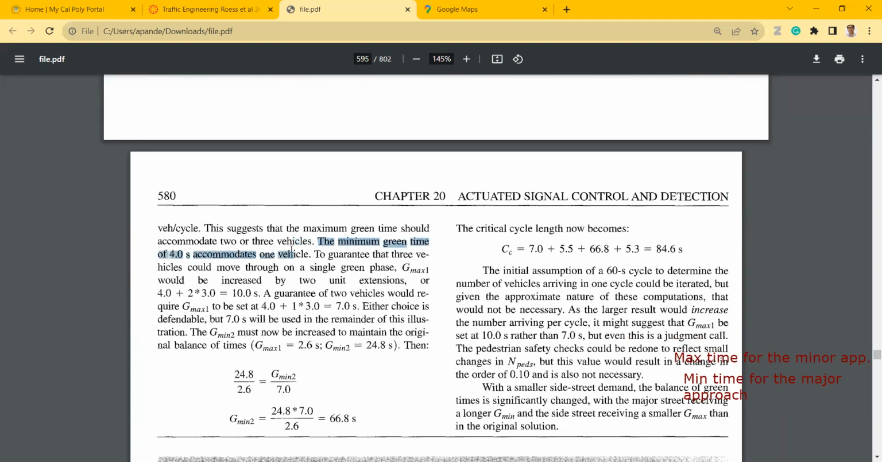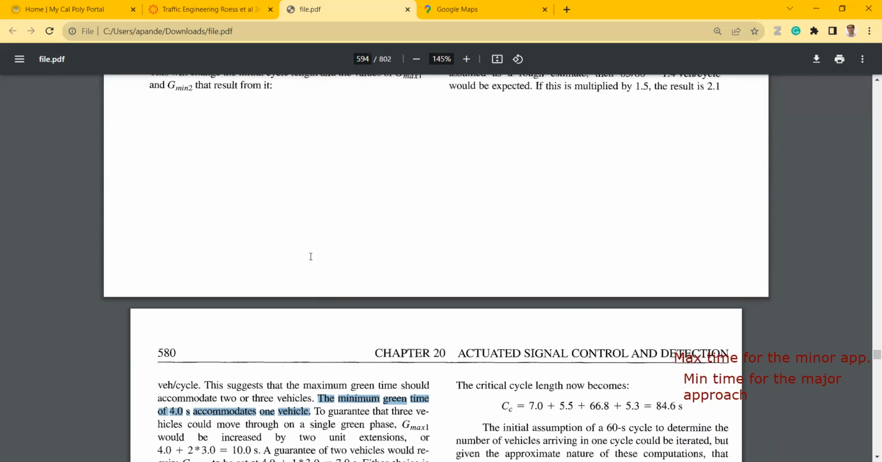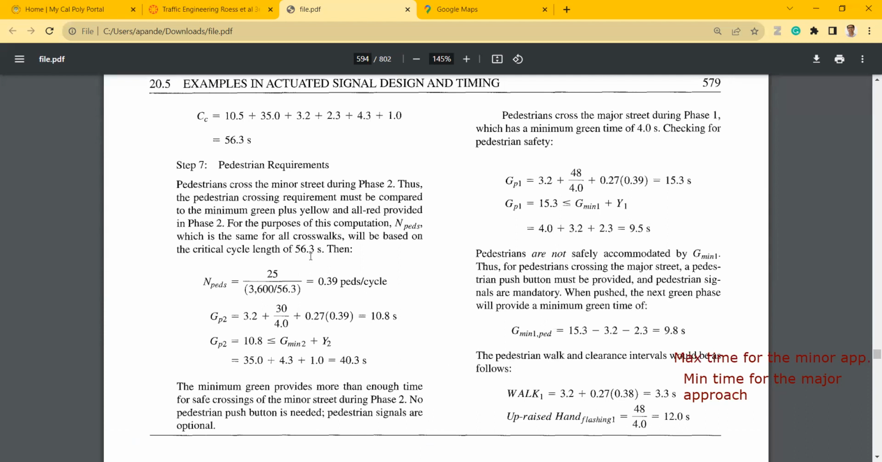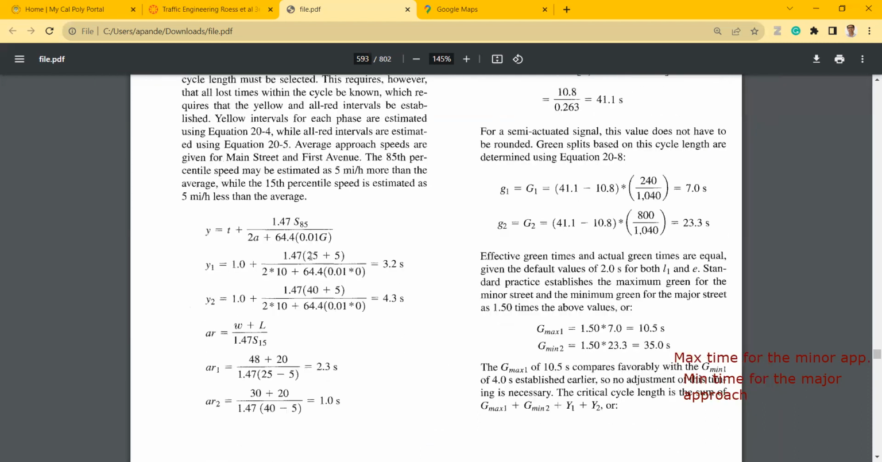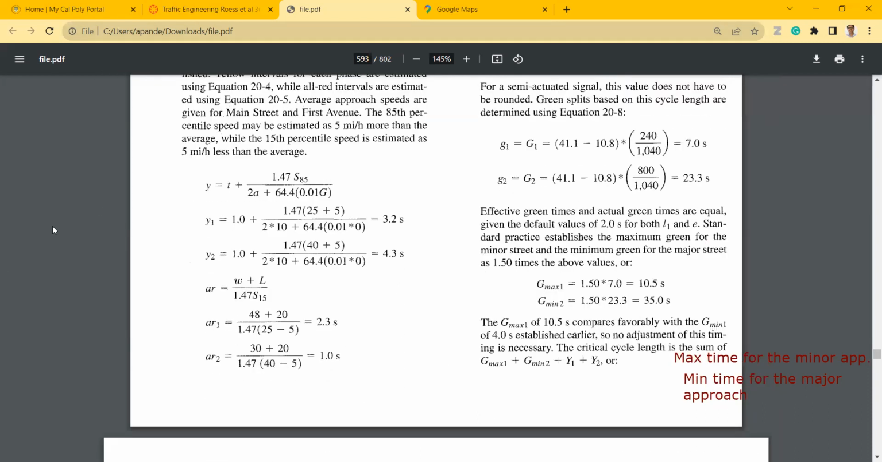So minimum green time accommodates one vehicle. So maybe you say, okay, I'm going to at least accommodate 2 extensions, so you come up with a 10 seconds of green time window. So that's one thing to remember, is that sometimes this could happen and you have to make sure that you track it. In the first example, that did not happen. So that's what I'm going to continue to discuss.